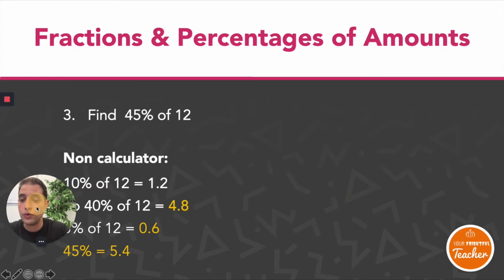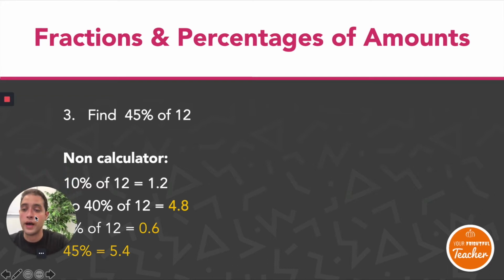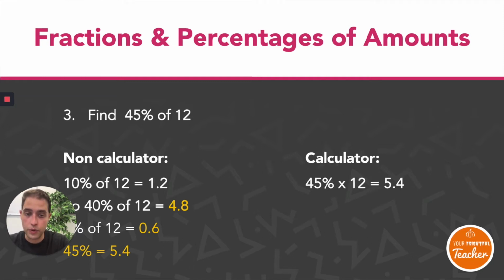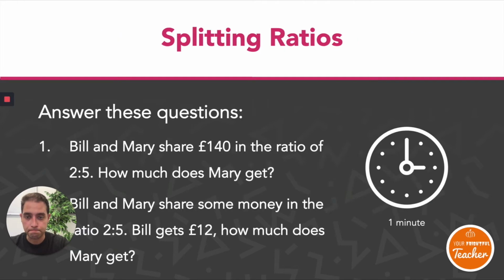45% equals 5.4. Hopefully you got that answer as well. Now, calculator. Again, very straightforward. Use that percentage button. 45% times 12 equals 5.4. If I convert it into a decimal, 0.45 times 12, same answer again.